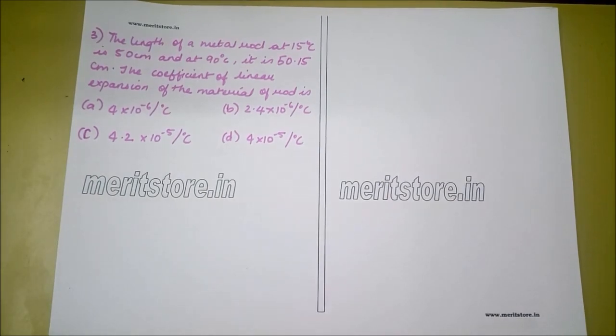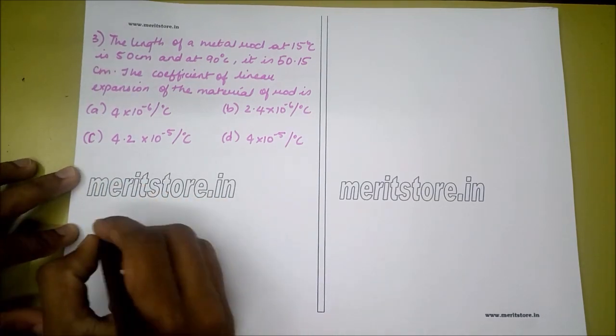The length of a metal rod at 15 degrees Celsius is 50 centimeters and at 90 degrees Celsius it is 50.15 centimeters. The coefficient of linear expansion of the material of the rod is, the options given are 4 into 10 raised to minus 6 per degree Celsius, 2.4 into 10 raised to minus 6 per degree Celsius, 4.2 into 10 raised to minus 5 per degree Celsius and 4 into 10 raised to minus 5 per degree Celsius.